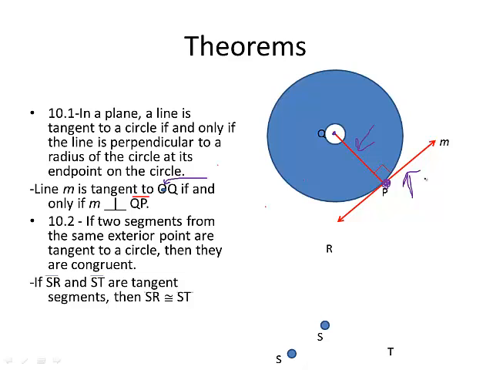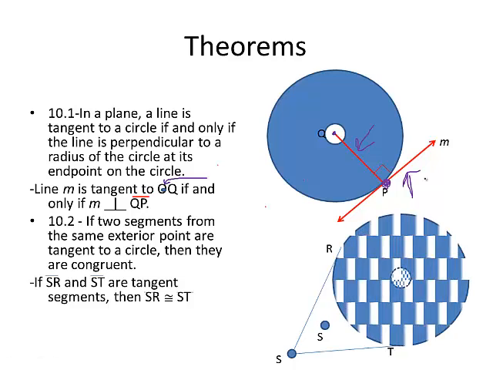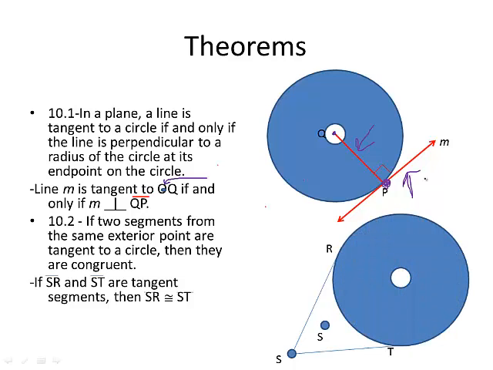Theorem 10.2 says if two segments from the same exterior point are tangent to a circle, then they're going to be congruent. So in this case, if I have a circle and they originate from the same exterior point, for example, I've got an exterior point S, and I draw to a tangent point R, and I do the exact same thing on the other side, and I have another tangent point T, that means that SR is going to be congruent to ST. And it doesn't really matter where the exterior point occurs. It can occur further in, or it could occur outside. It doesn't matter. Either way, this works.